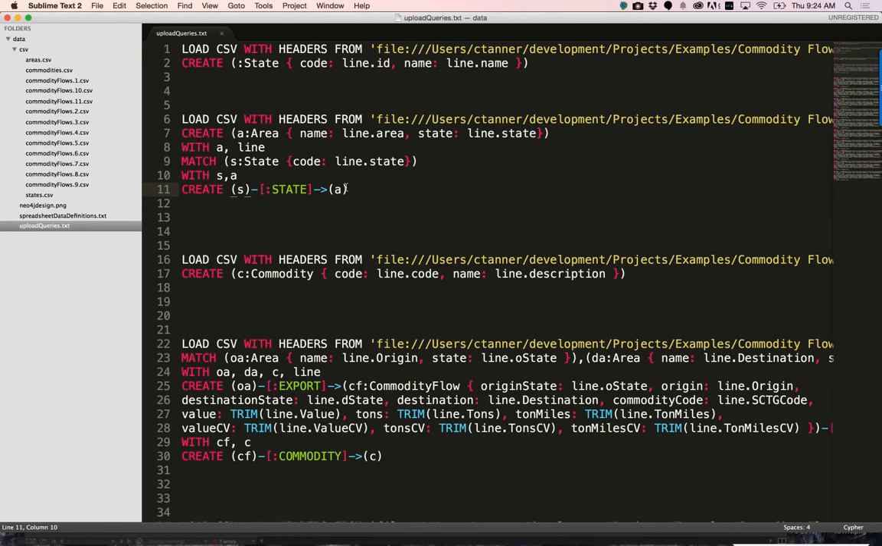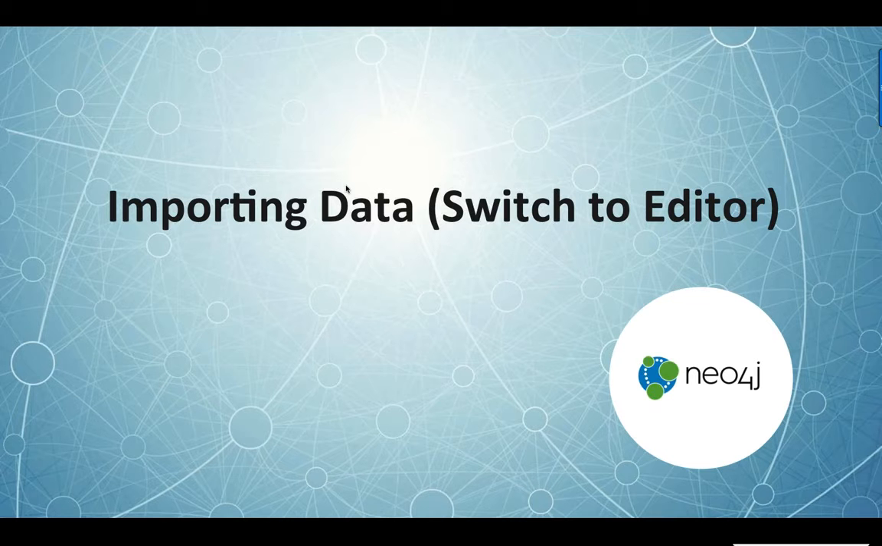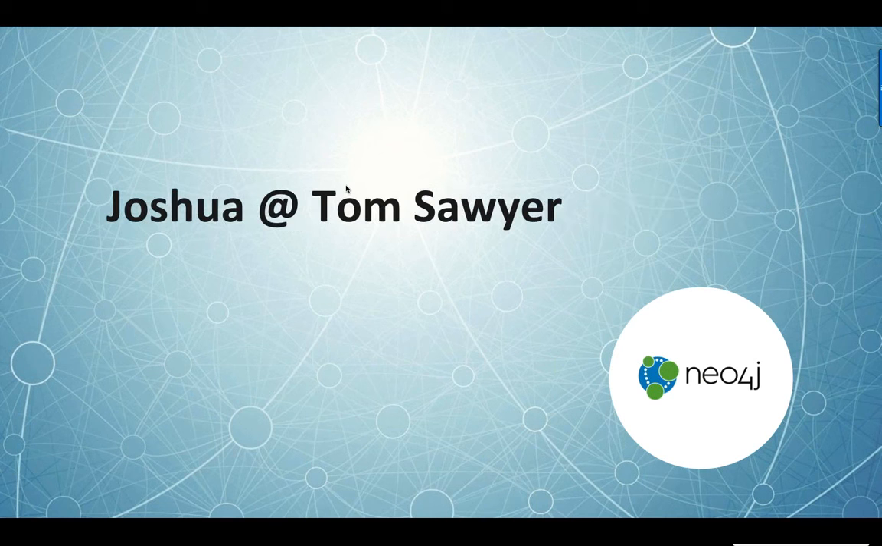And so, with that, we've shown you how you can query data in a graph database, what the benefits of a graph database are in terms of intuitiveness and performance, and we've shown you how to get your data in and query it. So now I'm going to turn it over to Josh from Tom Sawyer, and Josh is going to talk about how you can visualize and analyze this data. So Josh, feel free to take it from here.